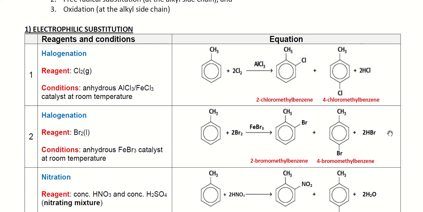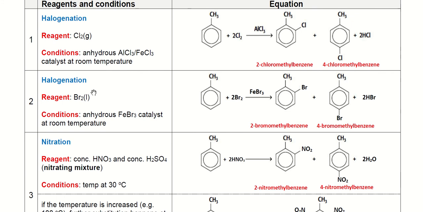Okay, now next one, we have halogenation as well. Here we are using bromine. Again, anhydrous FeBr3 catalyst, the same thing as benzene. And instead of chlorine, now you have bromine here. But if you do realize, the position is still on the 2nd carbon and the other one is on the 4th carbon, and your side product will be HBr.